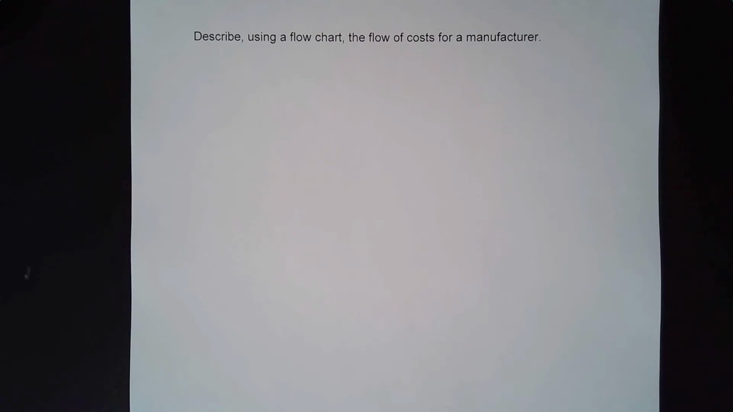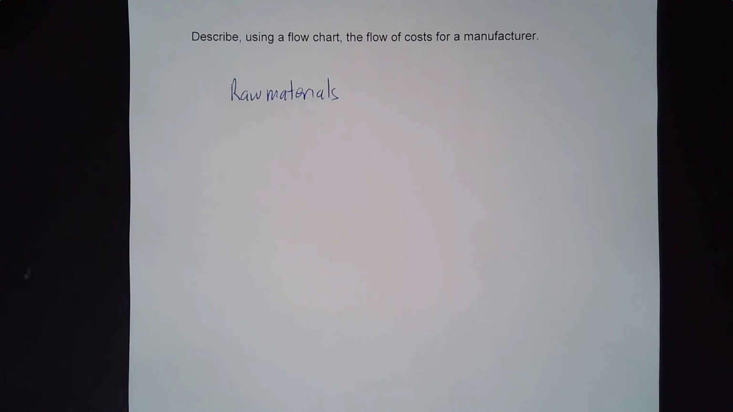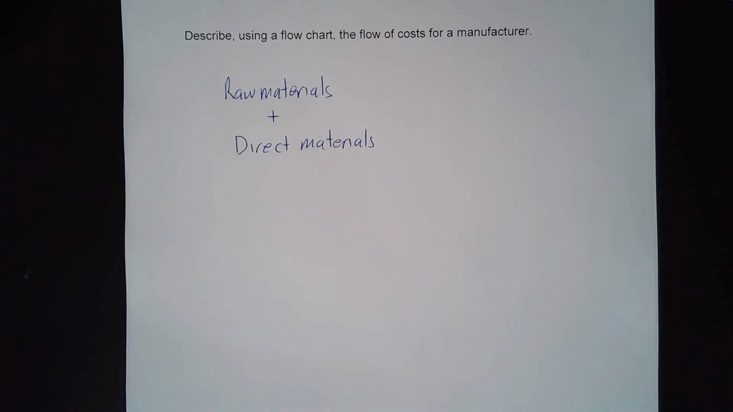In this video, I'm going to describe the cost of goods manufactured schedule. Describe, using a flowchart, the flow of costs for a manufacturer. In order to create a cost of goods manufactured schedule, we have to understand the flow of costs for a manufacturer. We start with raw materials. We then add in direct materials. Finally, manufacturing overhead. As you know, these are the three manufacturing costs.